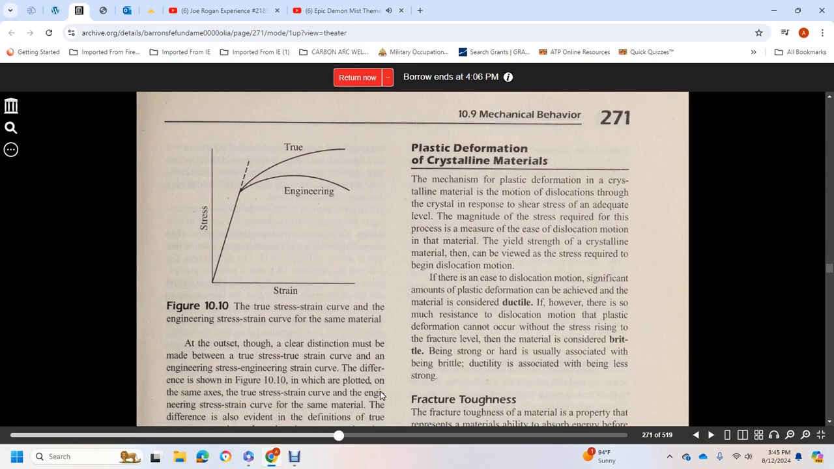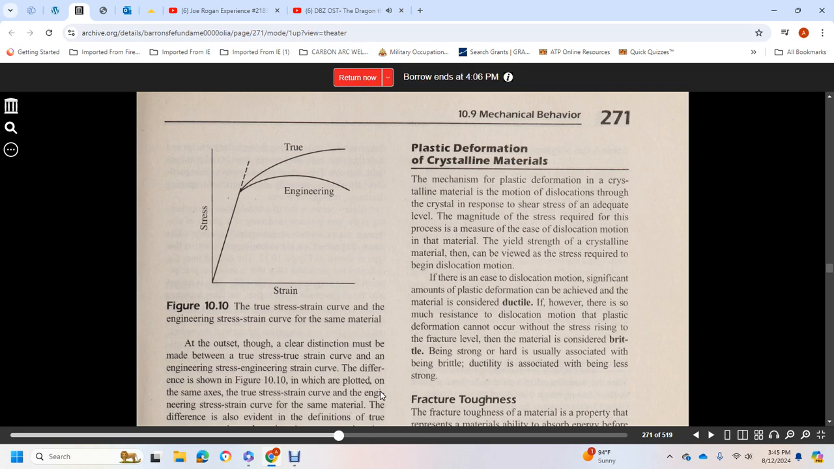Plastic deformation in crystalline material. The mechanism: the motion of dislocations through the crystal represents shear stress. The magnitude of the stress required for the process is a measure of the ease of dislocation motion, and the yield strength of the crystalline material can then be viewed as the stress required for the beginning of dislocation motion. If there is easy dislocation motion, a significant amount of plastic deformation is achieved, and the material is called ductile.